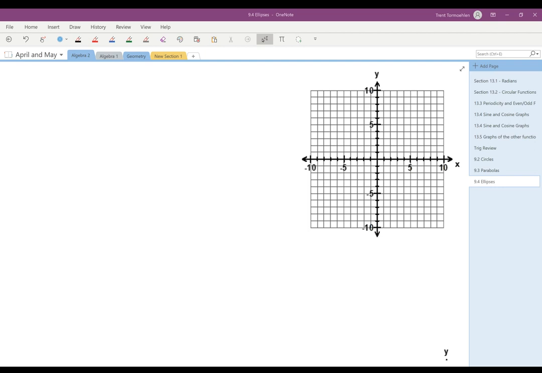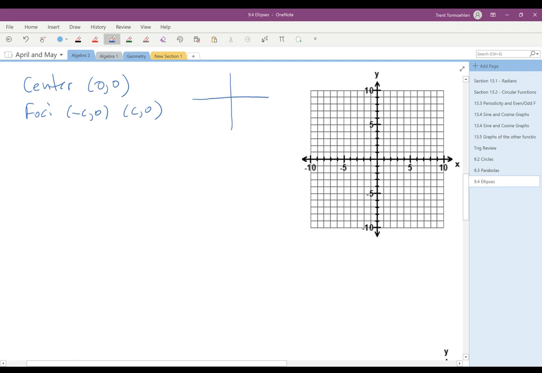Okay, so when you're looking at the nuts and bolts of an ellipse, and again, these ellipses, we're just going to start by looking at having a center 0, 0. And so when we do this, there's really two options. For both of these, you're going to have a center that is 0, 0. The first one, our foci, are going to be negative c, 0 and c, 0. And so that means it's going to be somewhere on the x-axis where we're going to have our foci.